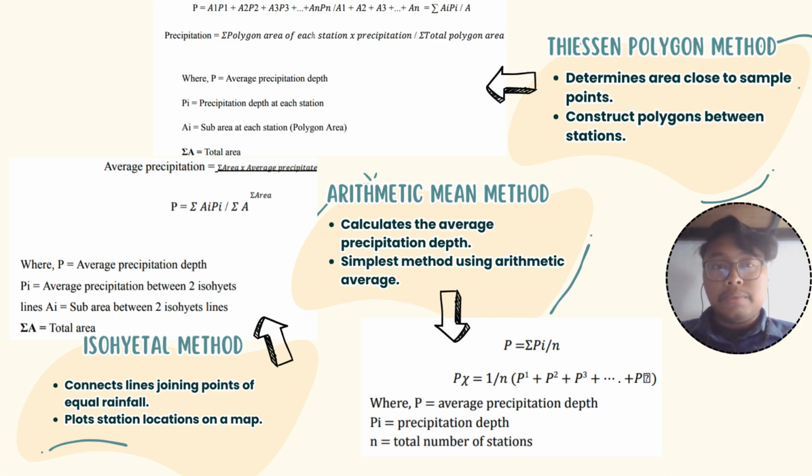And thirdly, the Thiessen polygon method. The Thiessen polygon method determines the area closest to sample points. It constructs polygons between stations. This is the equation for the Thiessen polygon method.